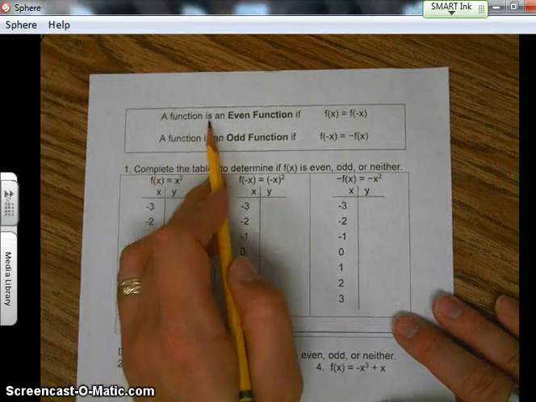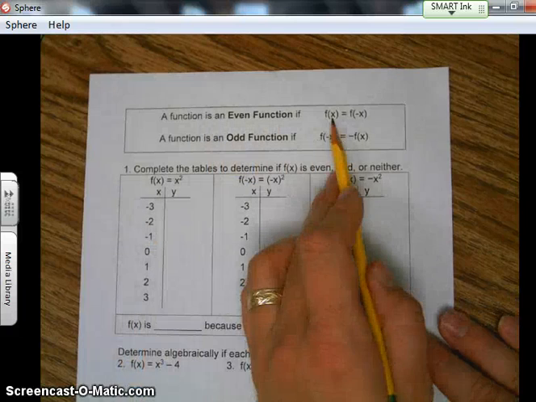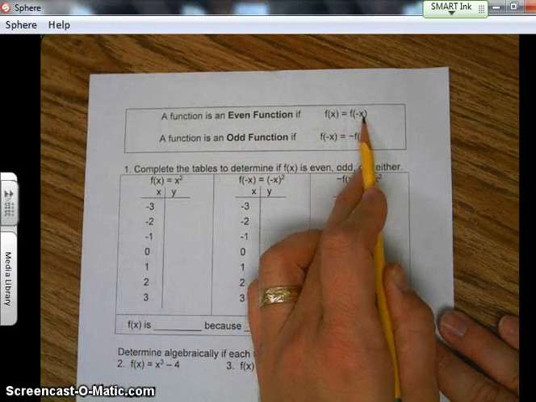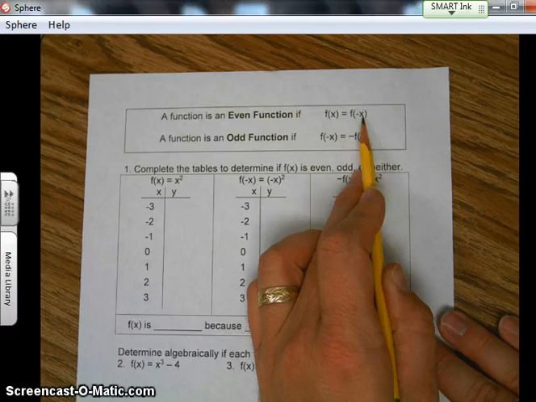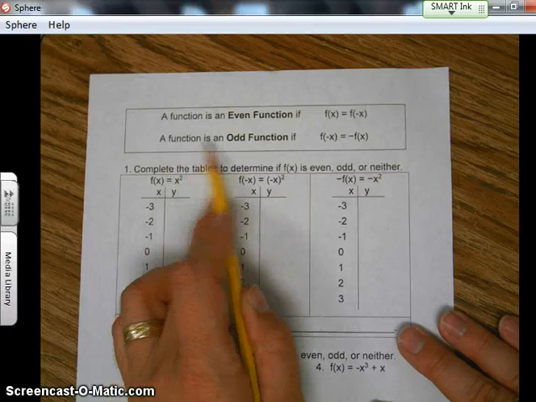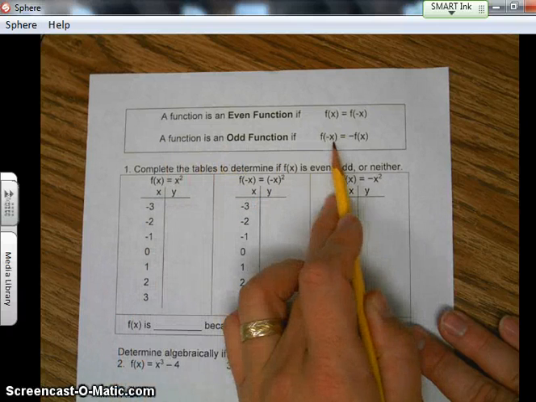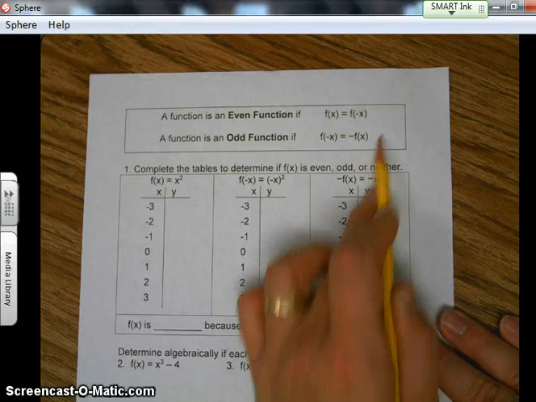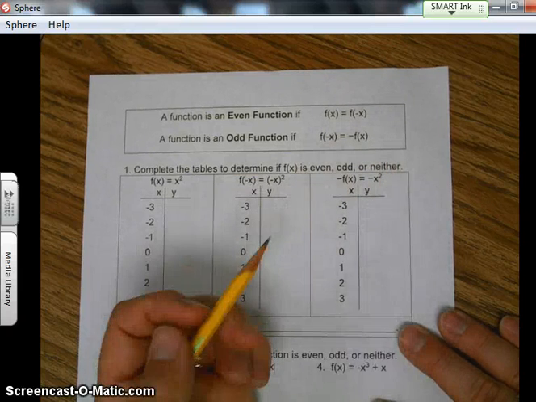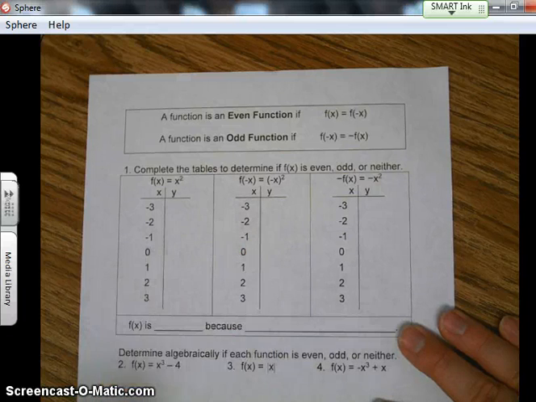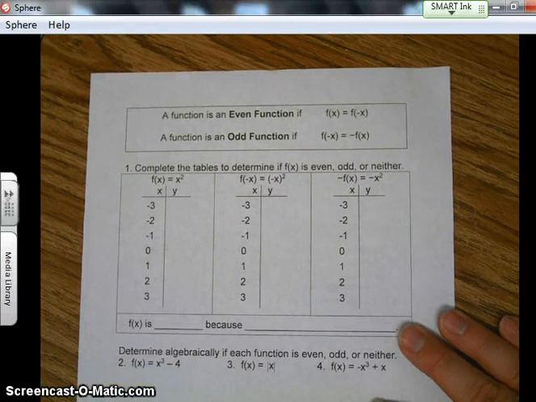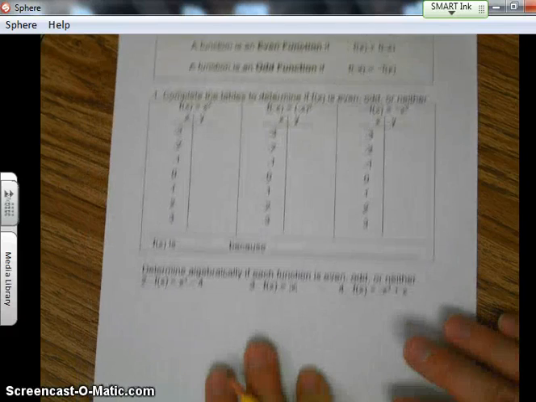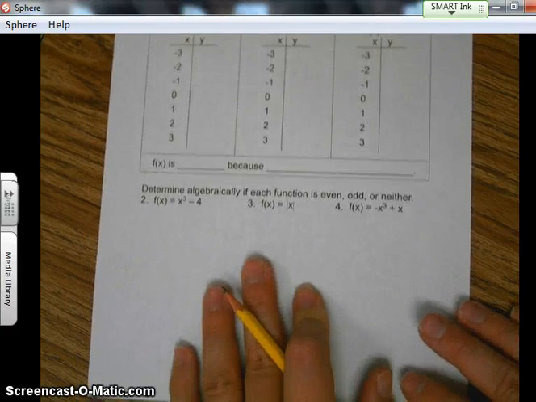A function is an even function if f of x is equal to f of negative x. We'll take a look at this a little closer later. A function is an odd function if f of negative x is equal to negative f of x. Does that seem confusing? Well, we'll be clarifying this more in the near future. So first of all, let's go down here. We'll come back to the tables in a moment.